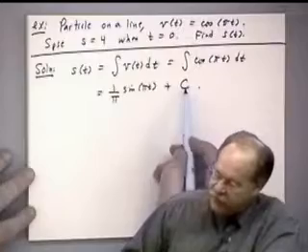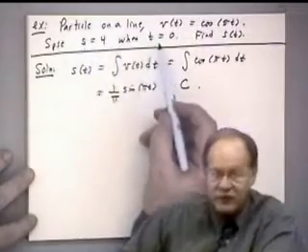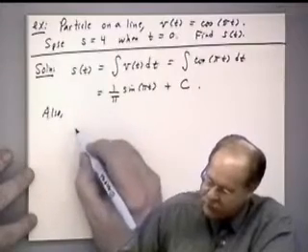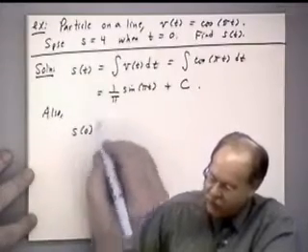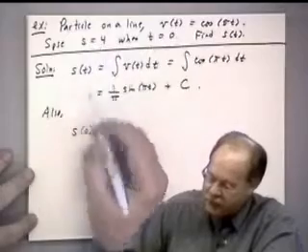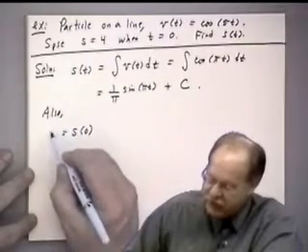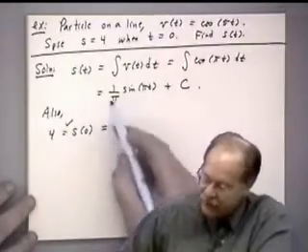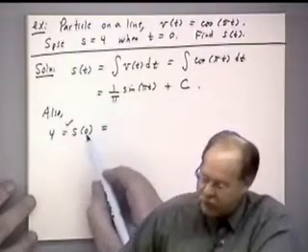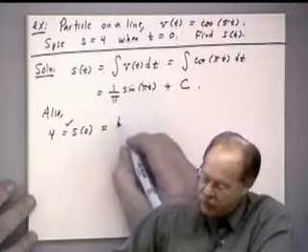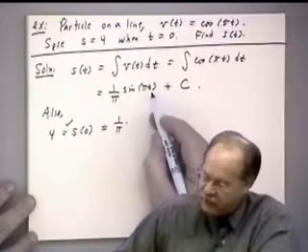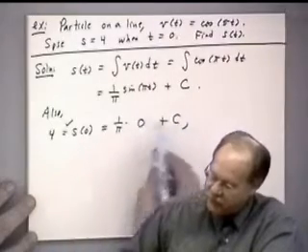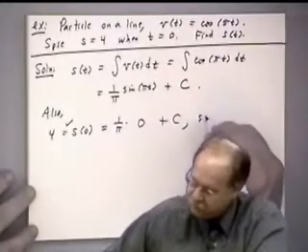Now, we can find out what c is because we have some extra information. We are given also the fact that s evaluated at 0, at time t equals 0, the position, is equal to 4. That's given information. On the other hand, here's the position function. So if I put in for t 0, here I get 1 over pi times the sine of 0, which is 0, plus c. So this is 0, so c turns out to be equal to 4.